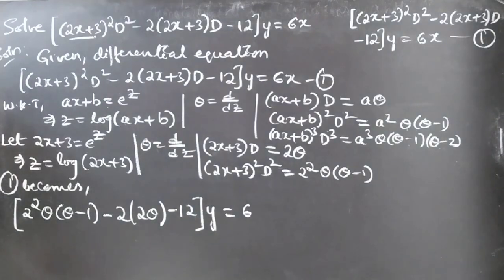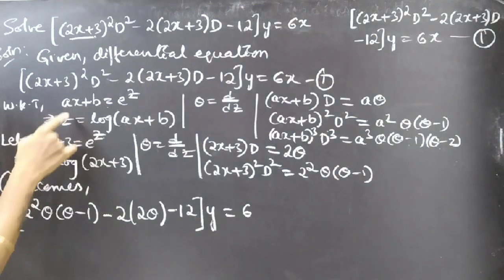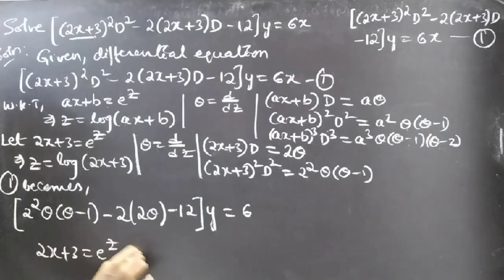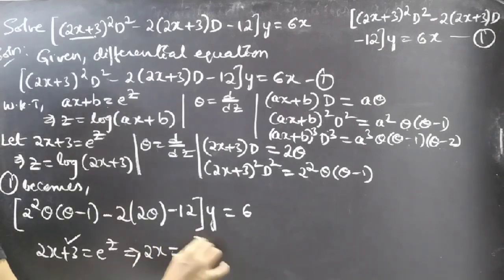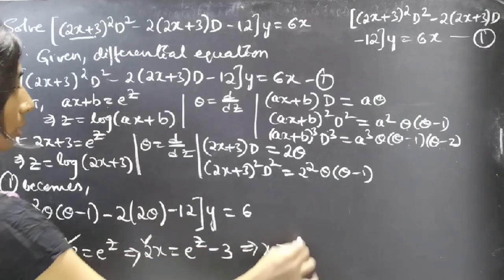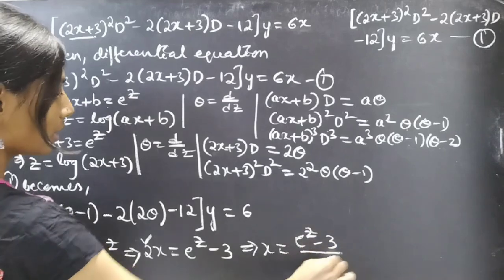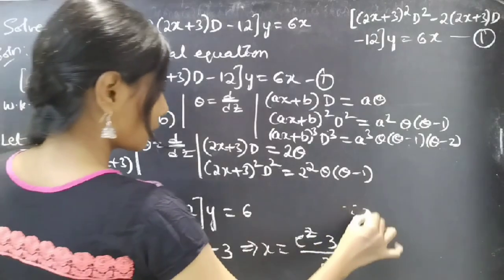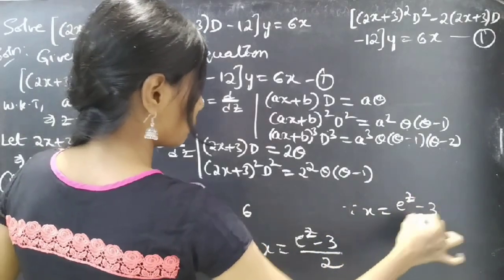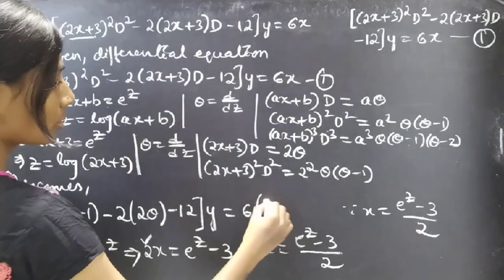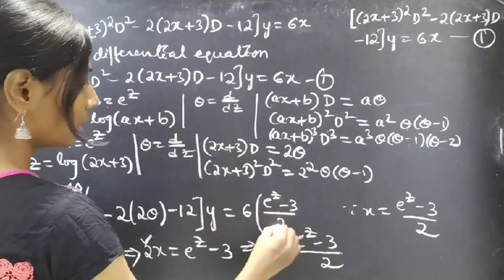We need x, the value of x in terms of z. Here we have 2x + 3 = e^z. Now take this 3 to the RHS, then you get 2x = e^z − 3. Now take this 2 to the RHS, then you get x = (e^z − 3)/2. So you got the value of x. Since x = (e^z − 3)/2, the RHS becomes 6 times (e^z − 3)/2.